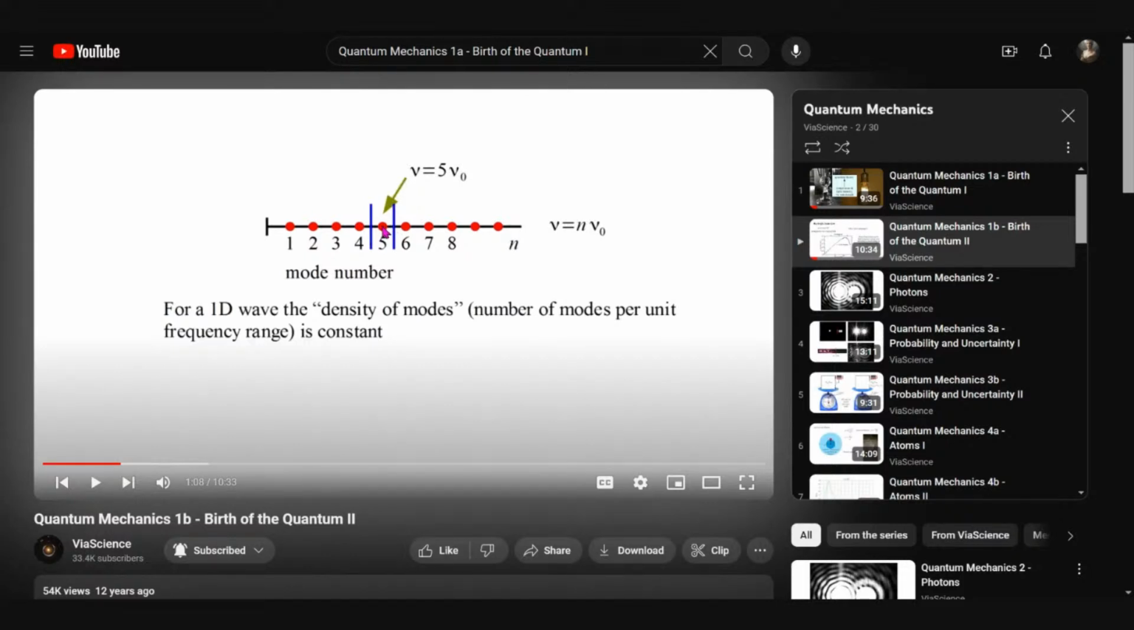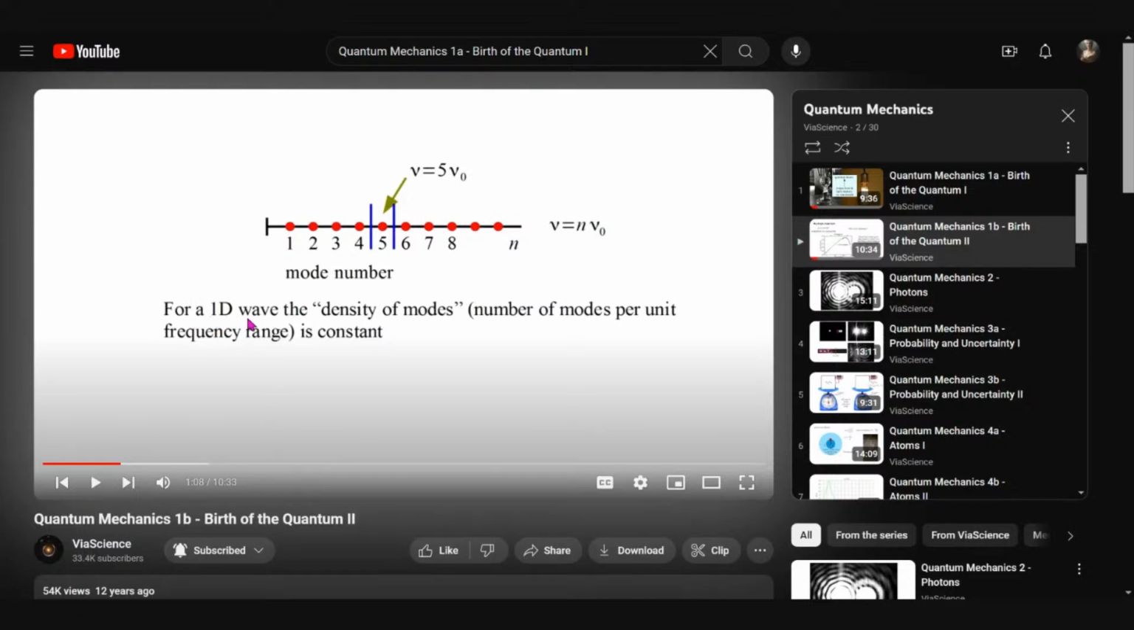One. Between these two lines, there's only one mode. It's only an integer number. You can't have 4.5 because the half means it's moving, but we said it's tied at the end, so it can't.